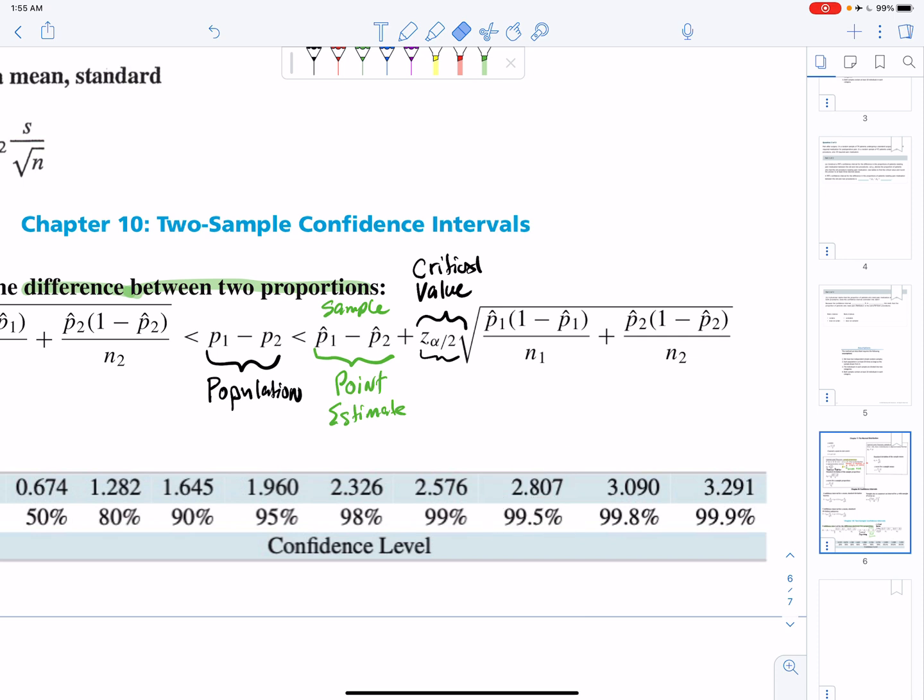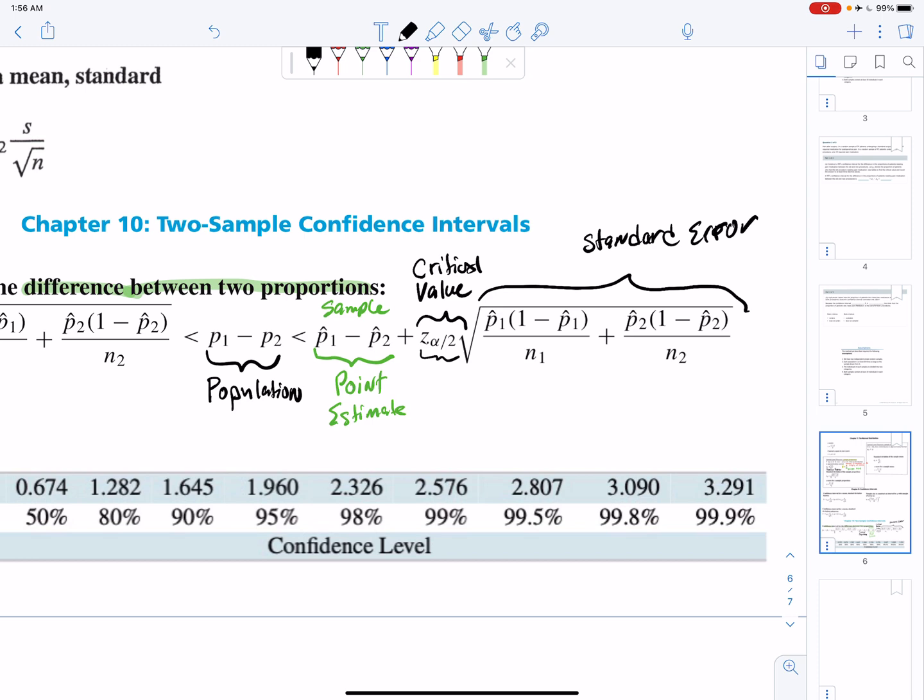But here's really the hard part. The hard part is finding this piece right here, which is called standard error. So standard error is this big beast of a problem that you've got to get.